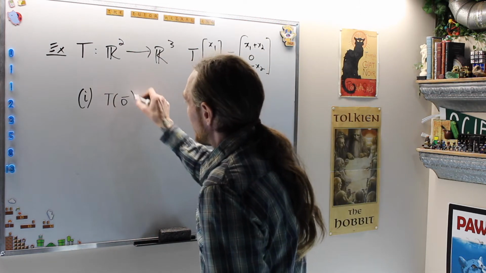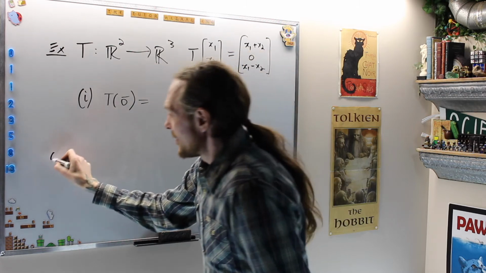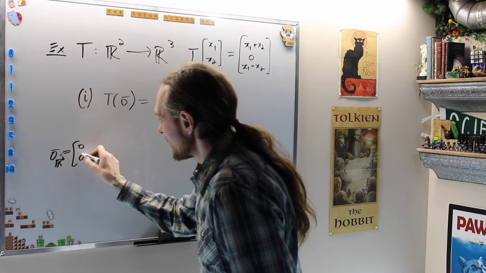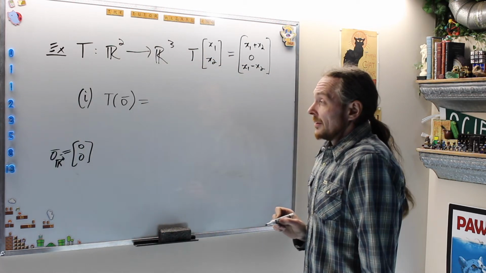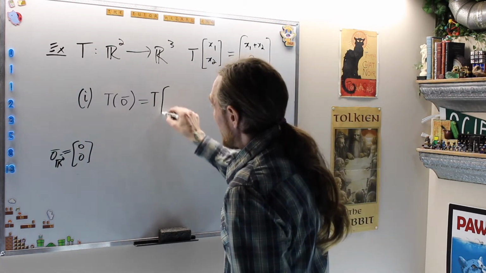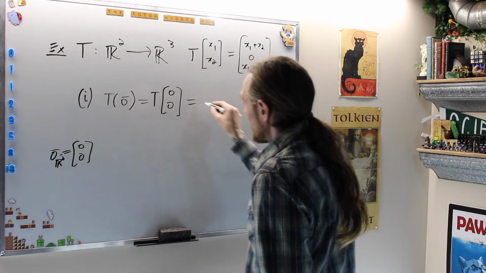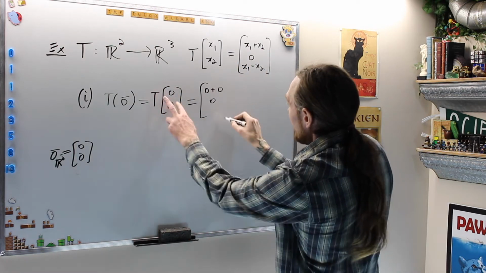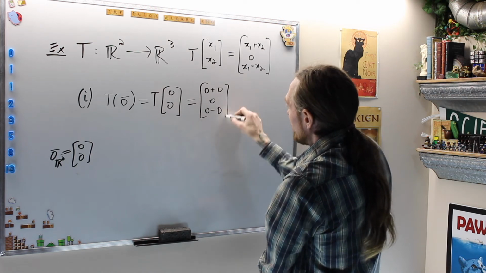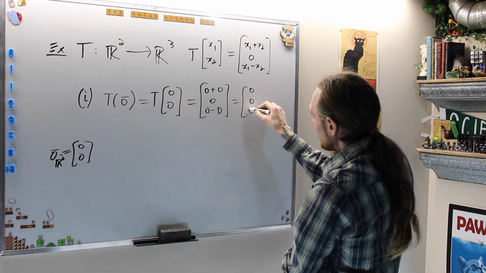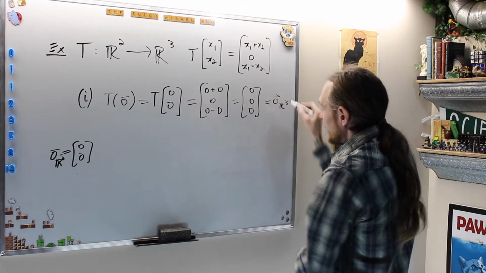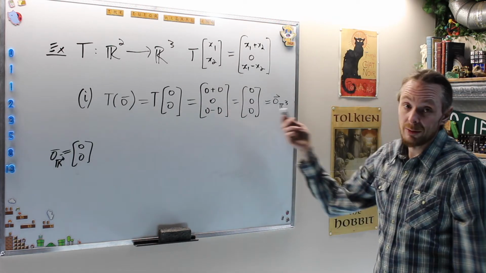T of 0 is equal to, who is the 0 in dimension 2? 0 for R2 is the vector 0, 0. And so that will be T of 0, 0. And where does that send me? It sends me to 0 plus 0, 0, 0 minus 0, which is luckily 0, 0, 0, who is the 0 in R3. So T of 0 went to 0.